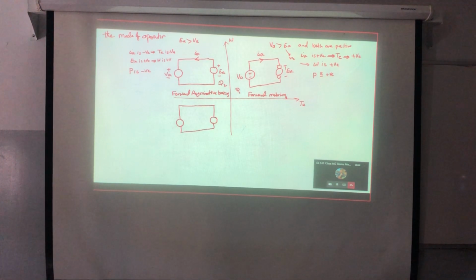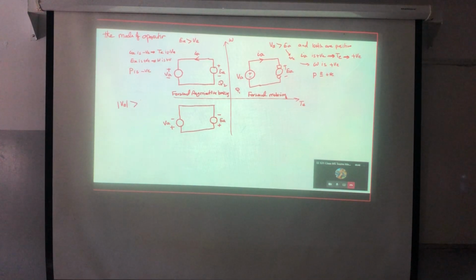Let's assume now that the supply voltage is reversed. So this is the VA. And also, the back EMF is reversed, which means that the machine now is rotating in the opposite direction, correct? In the opposite direction. And here I will assume that VA as absolute value is greater than EA.